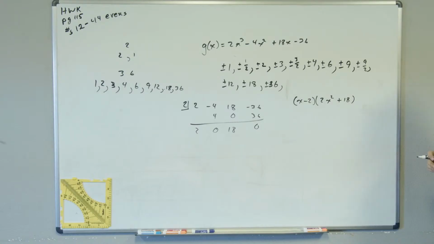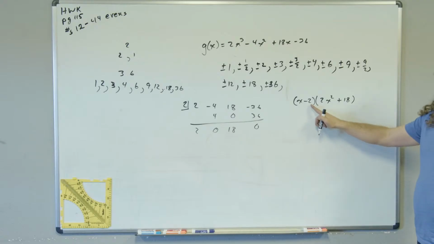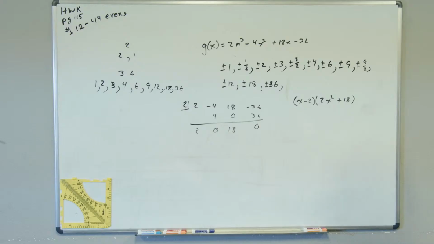Why do we get x minus 2? Because if 2 is a factor, 2 is an answer, then 2 equals x. So it's x minus c, and 2 is c.